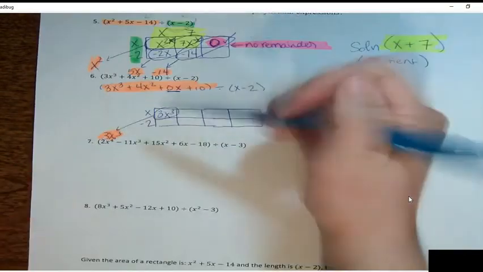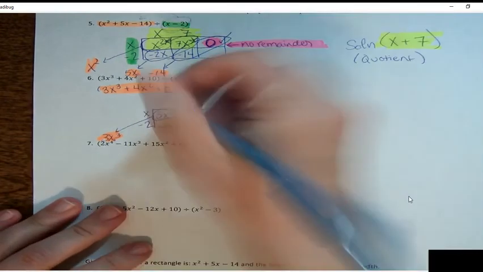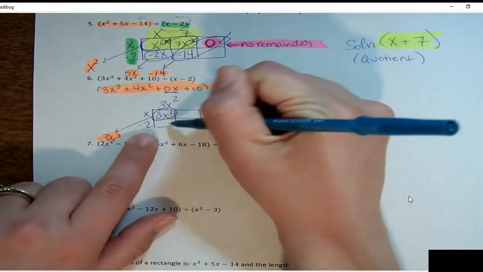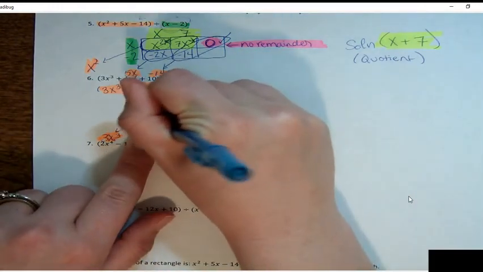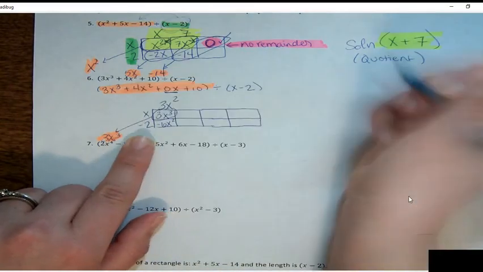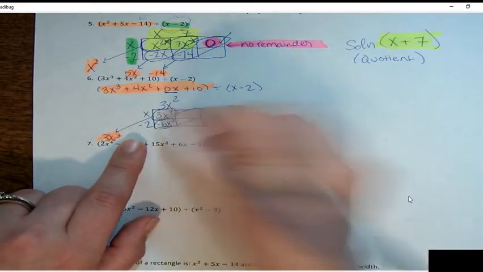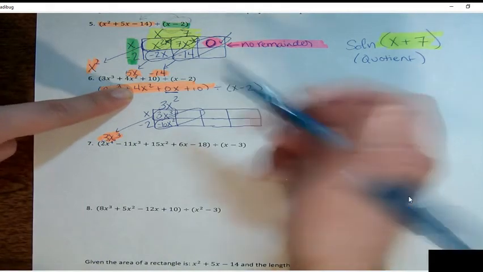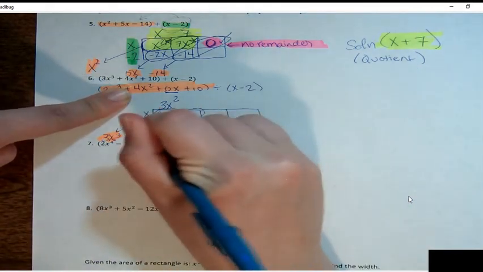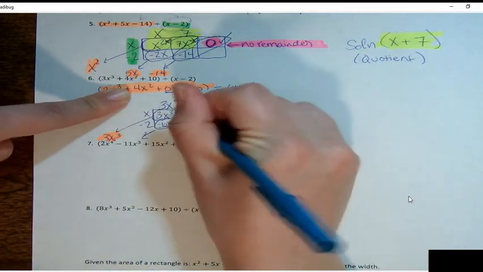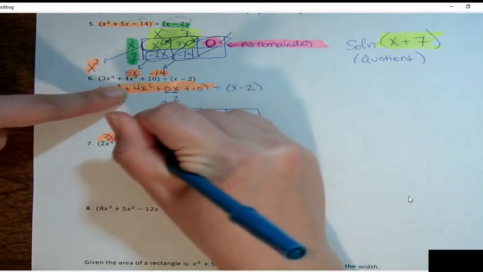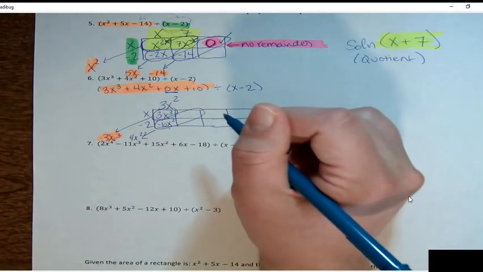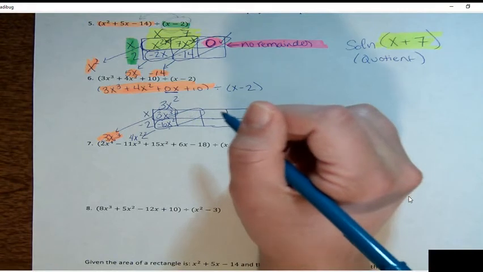So now I ask myself, what times x gives me 3x cubed? That would be 3x squared. Multiply 3x squared and negative 2 to get negative 6x squared. Now I circle this diagonal and I ask myself, how do I get the next term in my dividend? So I have 4x squared, negative 6x squared. Whatever I get for up here, it has to add to 4x squared. So negative 6 plus what equals 4 is the question that we're asking.